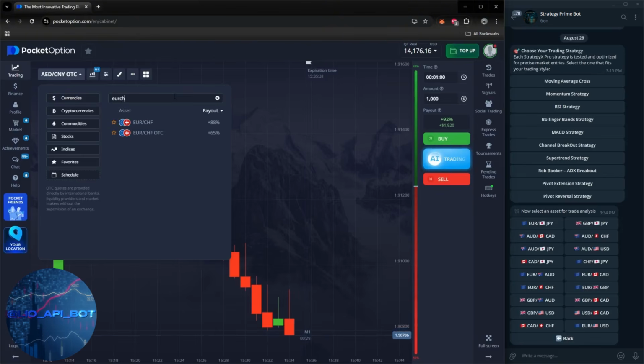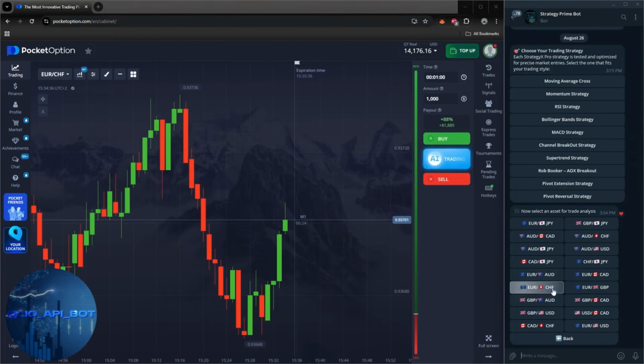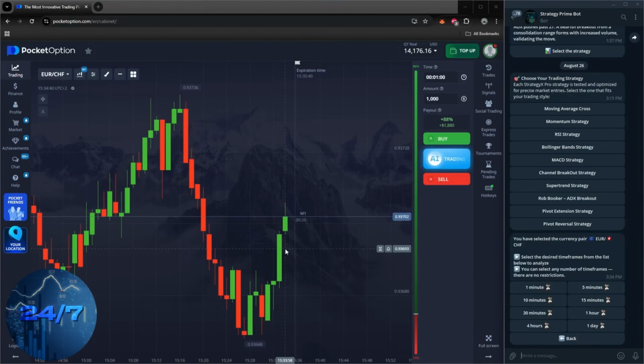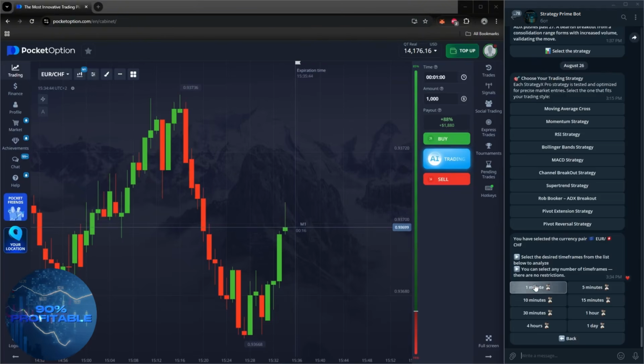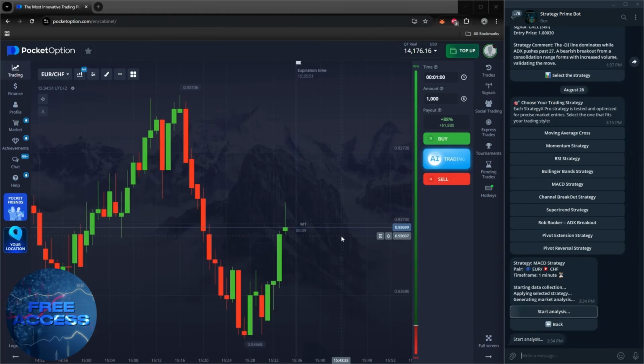So let's go ahead, and it seems like we're gonna go on Euro Swiss franc. So let's select it right here, and the next step is to select the time frame. The robot will automatically adjust the strategy settings to the time frame that you select. So we're gonna go with 1 minute. So let's click it, and now all we need to do is simply press start analysis and be ready to place our trade.